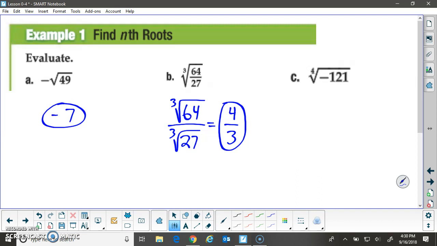Letter C is a fourth root of negative 121. Well, with square roots, when we have negatives inside of square roots, we end up getting imaginary values. But when we have fourth roots, sixth roots, eighth roots, we're just going to say that it's not real. Again, that's just on an even root. If you had a negative inside of an odd root, you can calculate the third root, for example, of negative 27. So any odd root, you can evaluate that root of a negative.